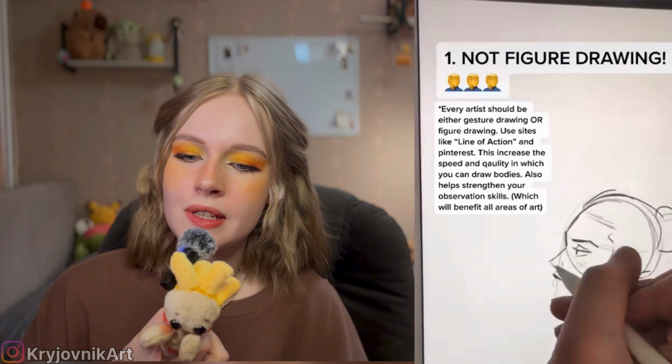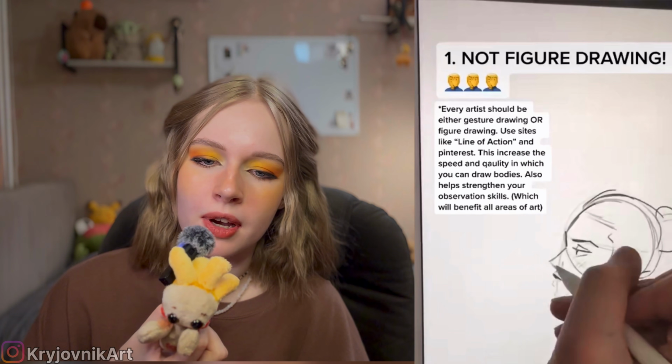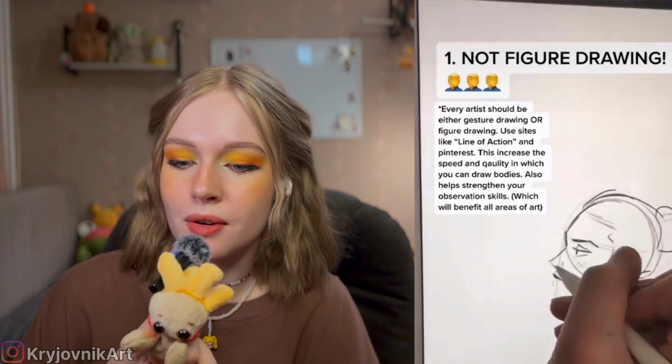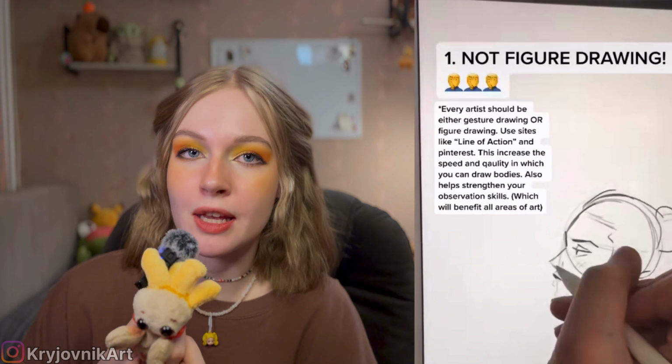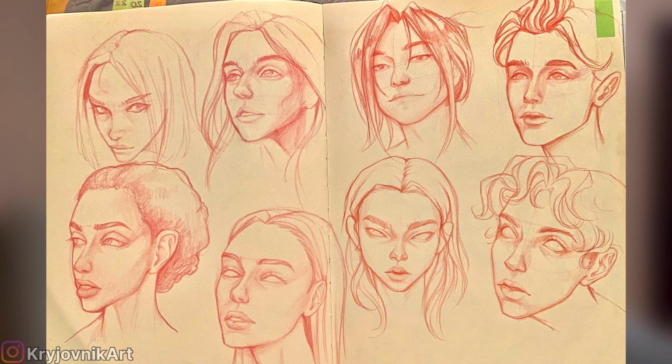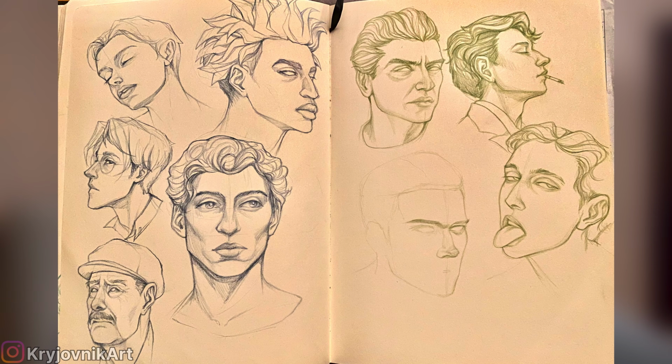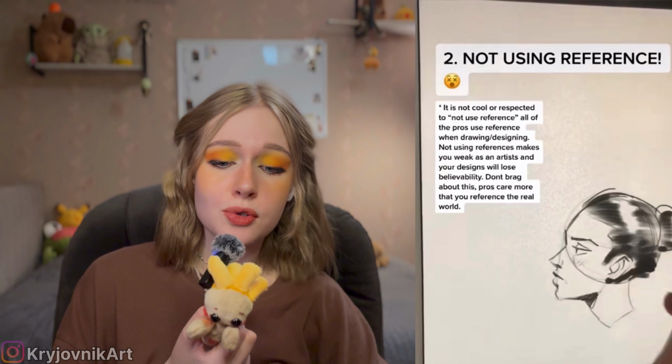Got it. To be honest, I don't think I've ever practiced gesture drawing, and I don't think I've ever used a photo of a real human body as a reference. I only use stylized poses. I did some portrait studies last year for a week, but besides that, I've never really practiced realism, I realize. Okay, number 2, not using reference.